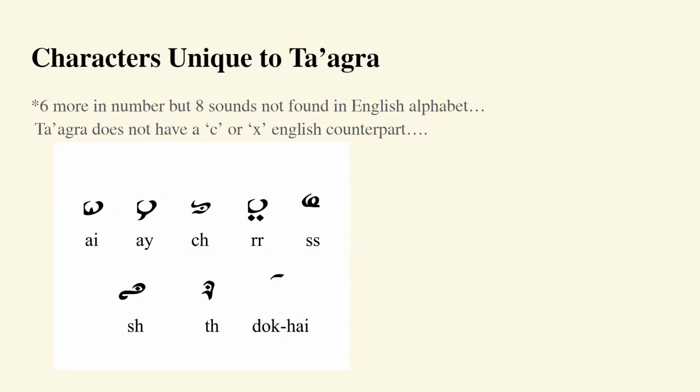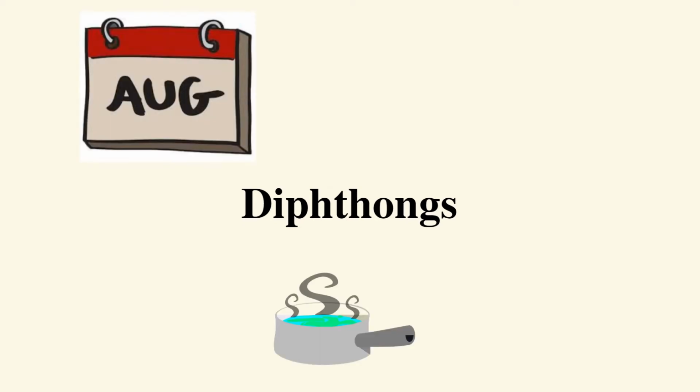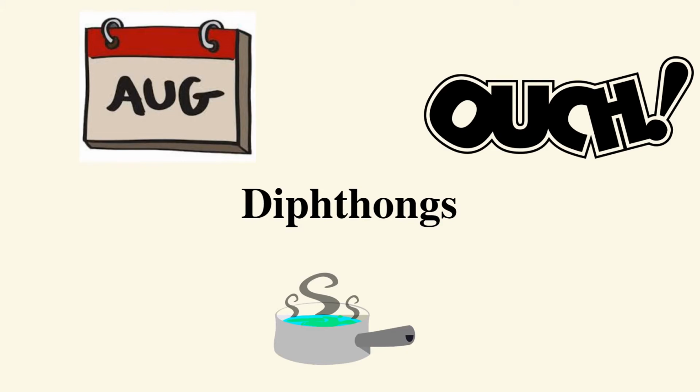We call these diphthongs. And we're not going to go into too much detail about diphthongs, but just know that that's what we mean. We use diphthongs when we say words like August or boil or ouch. Okay. And if you're a native English speaker, then you probably use diphthongs and combined letters all the time, right?